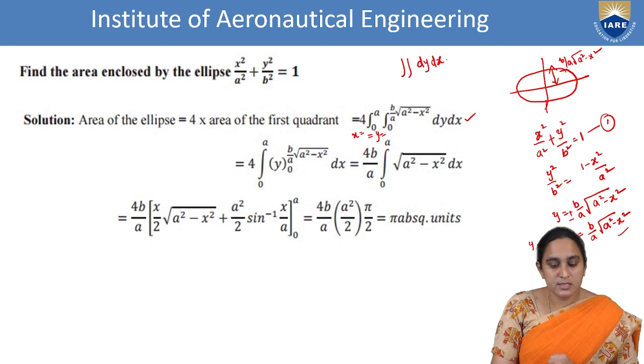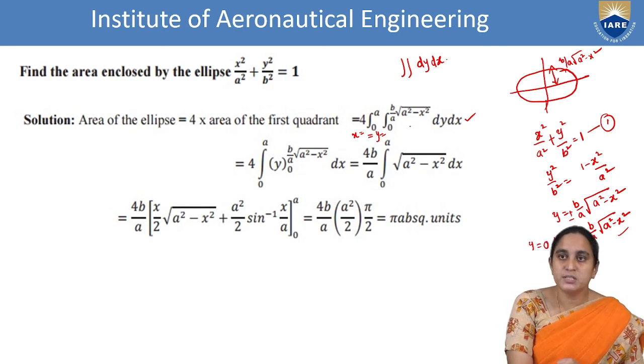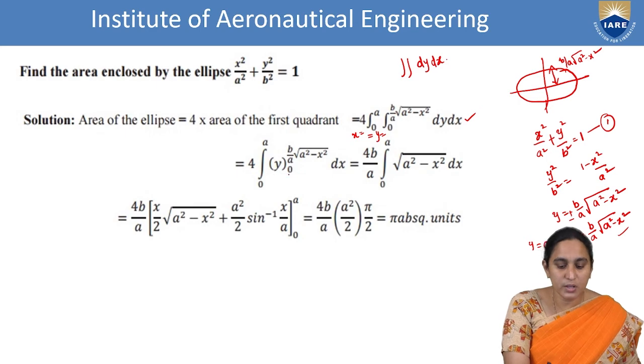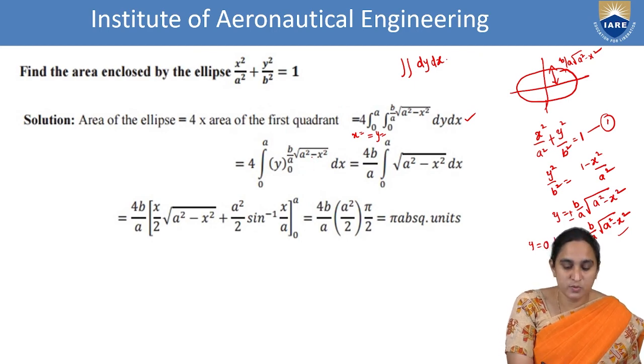Okay, in that case also first integrate with respect to y. Here there is no function, so I will consider that as 1. That one integration gives y. Now, what are the limit points? 0 to b by a root a square minus x square into dx. After substituting the limit point here, what about the upper limit point? B by a into root a square minus x square.